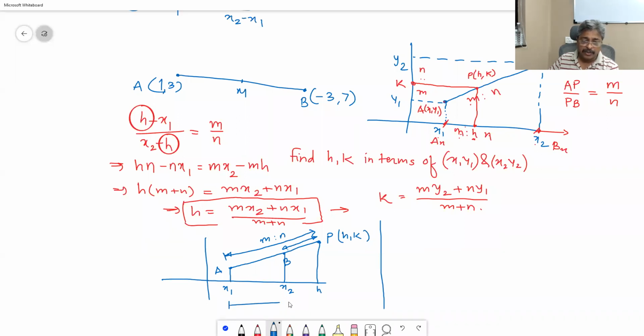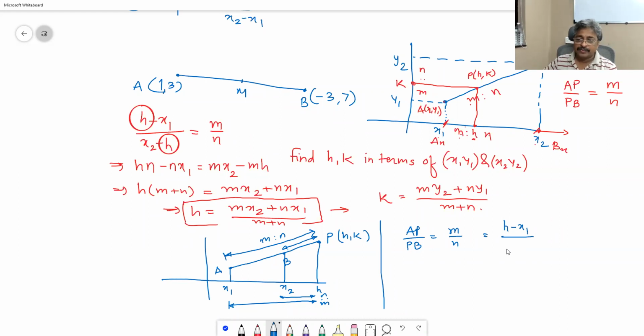Okay, so from here to here, and from here to here, this is m upon n, m as to n, right? So if I follow the directed distance method, then AP upon PB, directed distances, is equal to m upon n. I need not worry about sign. But AP is P minus A. That means h minus x1. And PB is B minus P.